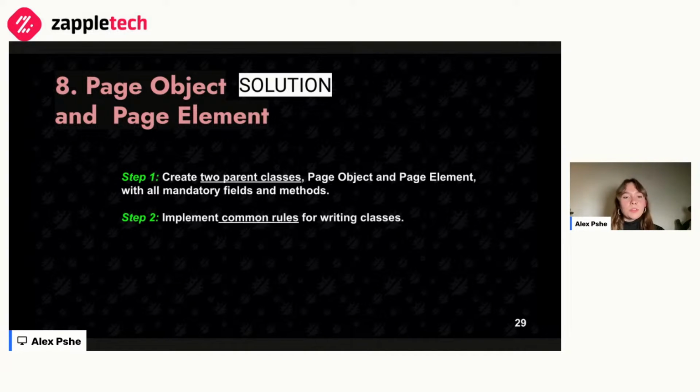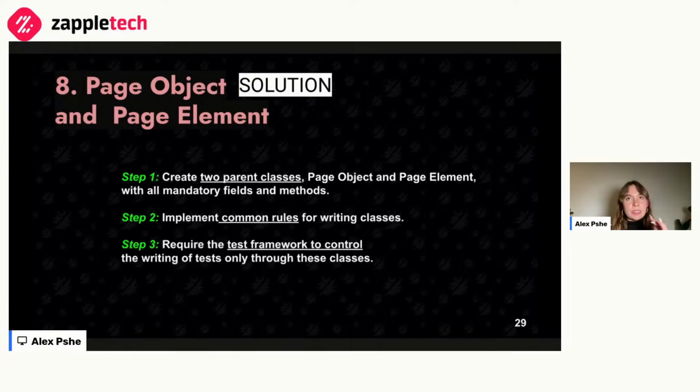After that, implement common rules for writing classes, the same as I said before, but for API. We should require the test framework to control the writing of our tests. It means that, based on design patterns or the possibilities of our programming language, we should somehow say: okay, if you want to create a new UI test, you should follow this, this, and this. Otherwise, the code will not compile. Yeah, maybe it's strict, but it works in the best way.